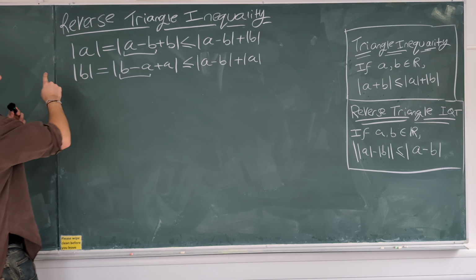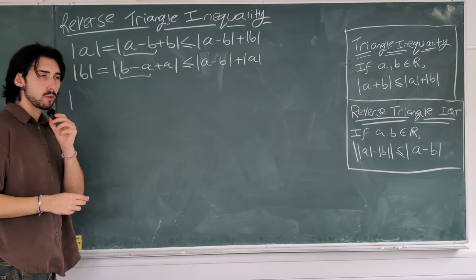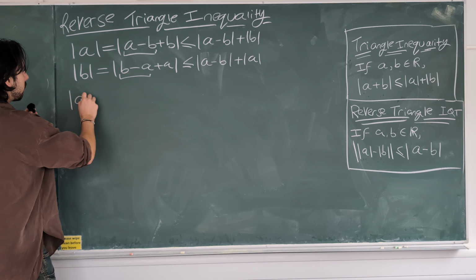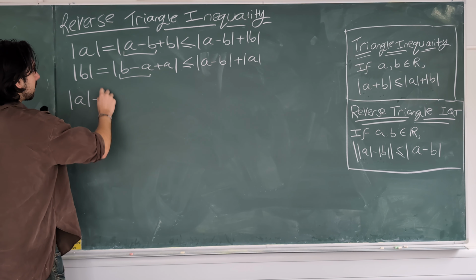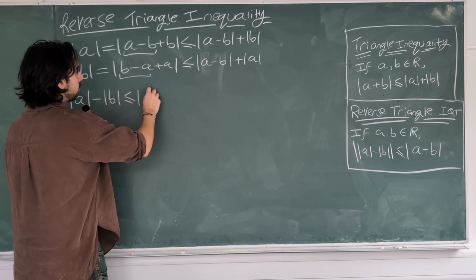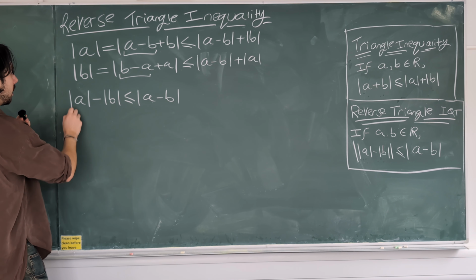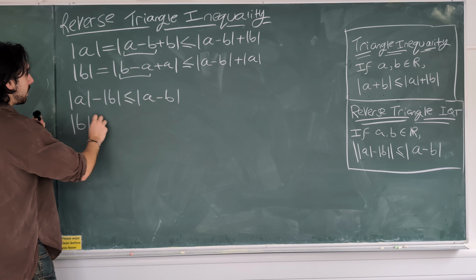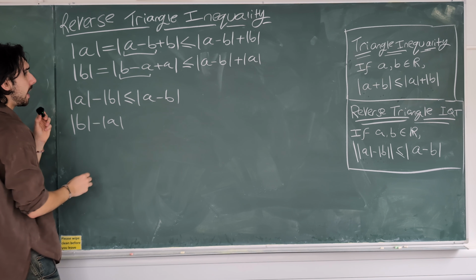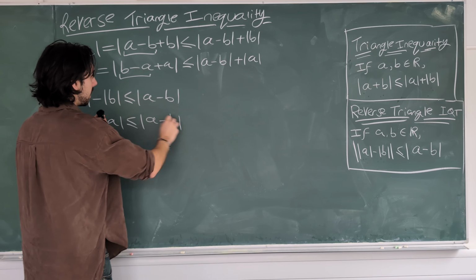Now, if I just look at the top line on its own, and I take the absolute value of b away from both sides, then I get that the absolute value of a minus the absolute value of b is less than or equal to the absolute value of a minus b. And if I just look at the second line, I've got that the absolute value of b minus the absolute value of a is less than or equal to the absolute value of a minus b as well.